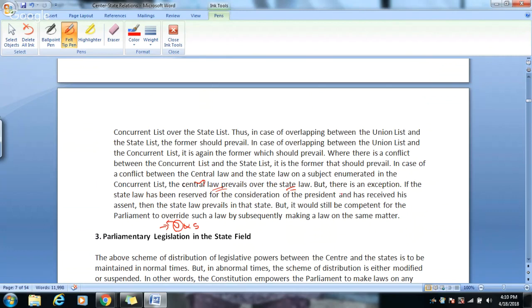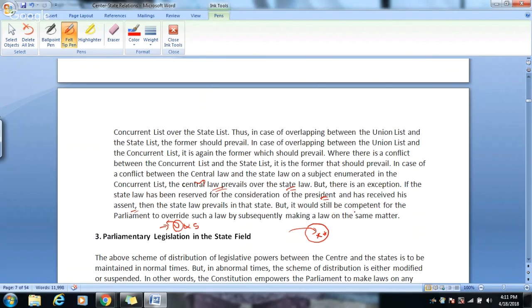However, there is an exception where state law has been reserved for the consideration of the president and has received his assent. Then the state law prevails in that state. Meaning, if that state law went for the consideration of the president and got his assent, then the state law prevails in that state. So in that particular state, whatever the state legislature makes will become important.